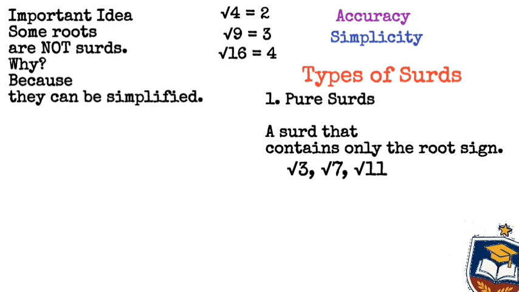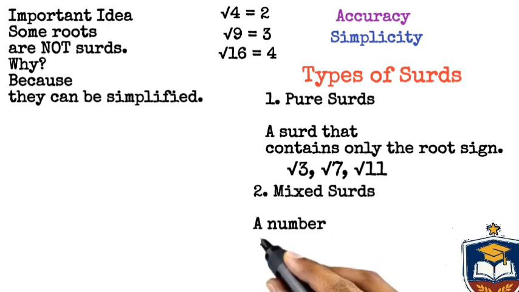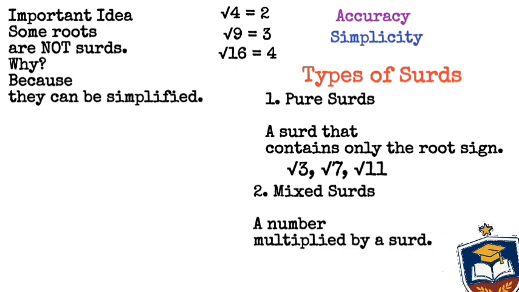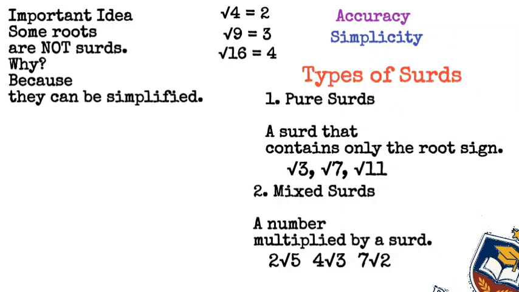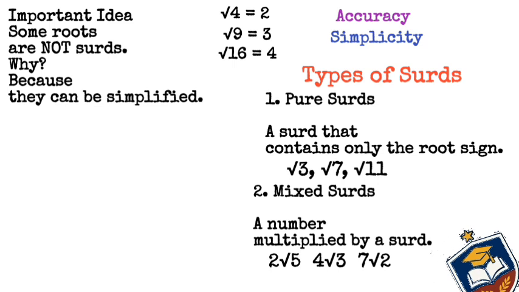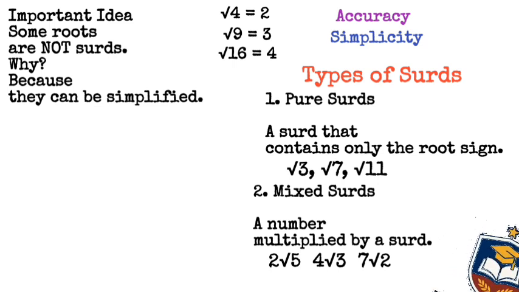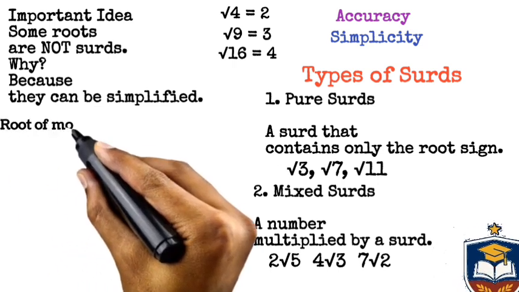Now, mixed SURD: a number multiplied by a SURD, like 2 root 5, 4 root 3, 7 root 2. They are all mixed SURD. Someone was asking me how to find a SURD. I said, so far you cannot simplify it, it's a SURD. Something like root 4, you can simplify it, therefore it's not a SURD. Something like root 23 you cannot simplify, so it's a SURD. And most especially, the roots of most prime numbers are SURD.